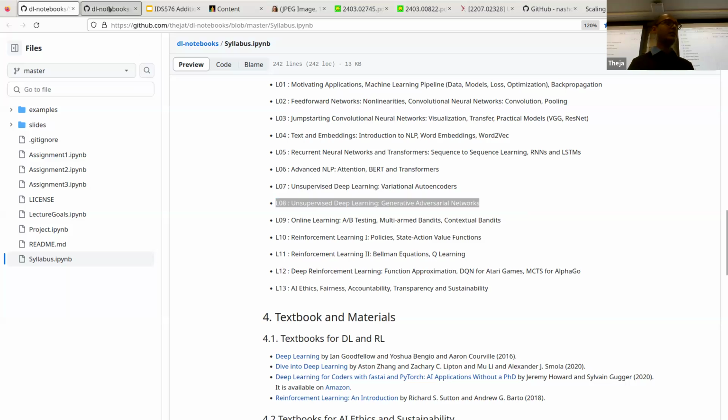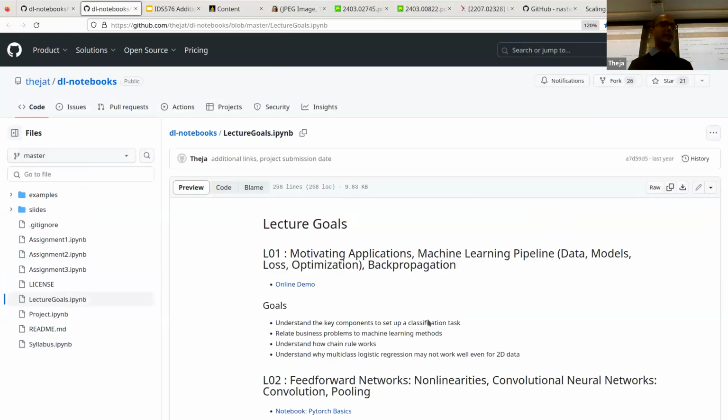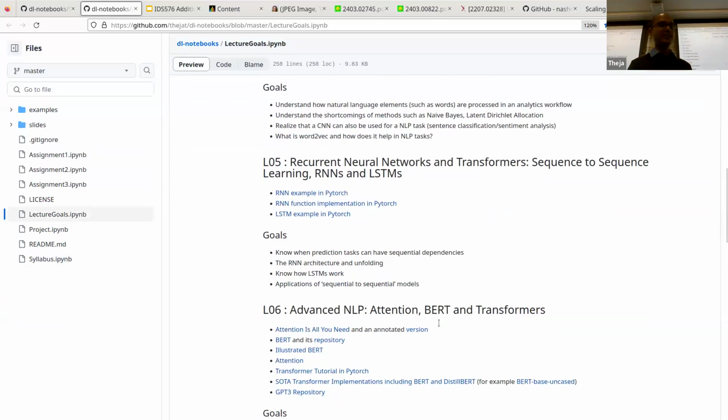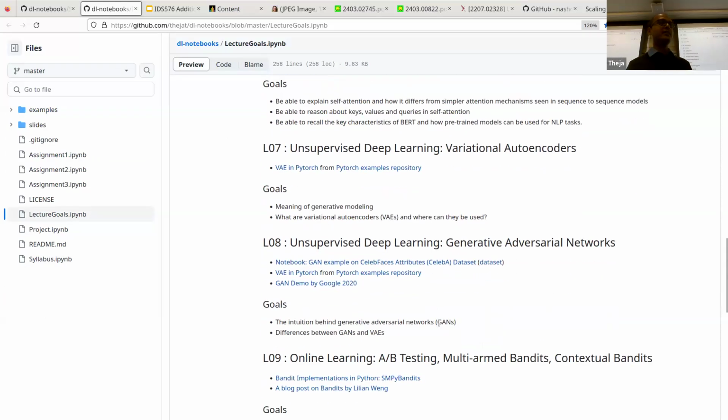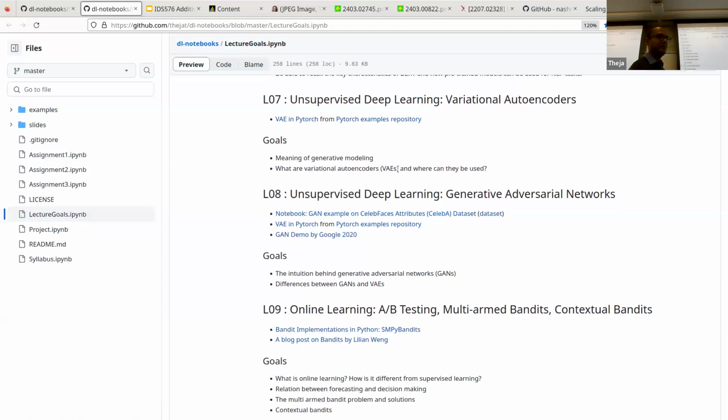In terms of takeaways from this session, we obviously want to get a sense of what variational autoencoders are. We looked at autoencoders last time, but we'll look at what variational means and what they do. And then we also want to get the intuition behind GANs, generative adversarial networks.